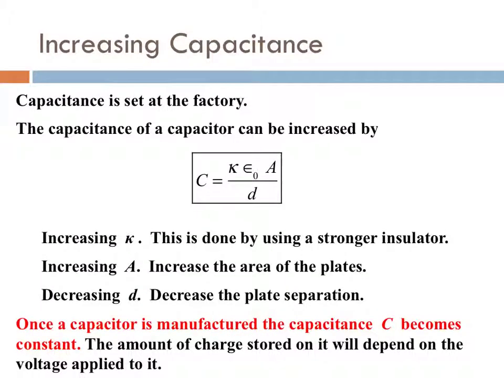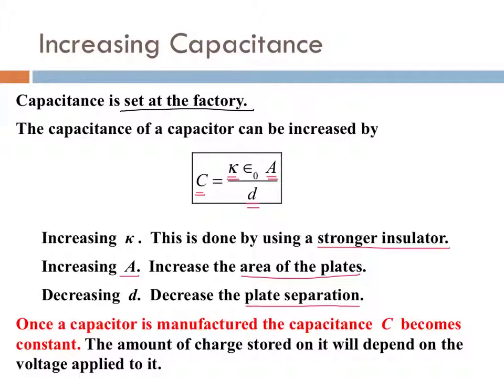Now this part is very important. We can talk about increasing the capacitance, but this all has to happen before the capacitor is created. Remember that capacitance is set at the factory. So these changes can only happen before the capacitor has been created. So if you want to increase the capacitance, you would have to either increase K. This is done by using a stronger insulator. Increase A, again, just increasing the area of the plates. Or you can decrease D, meaning you can put the plates closer together.